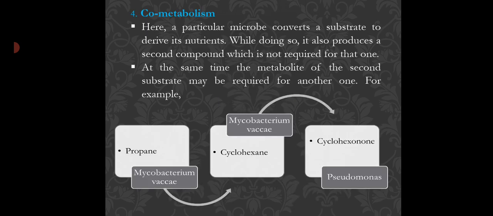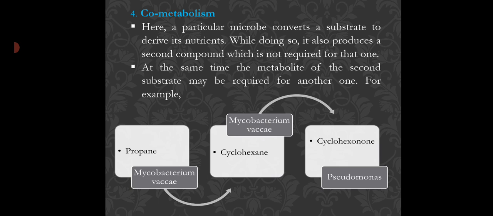Next one is cometabolism. Here a particular microbe converts a substrate to derive its nutrients. While converting these components, it also produces a second compound which is not required by the first one. At the same time, the metabolites of the second substrate may be required by another one.